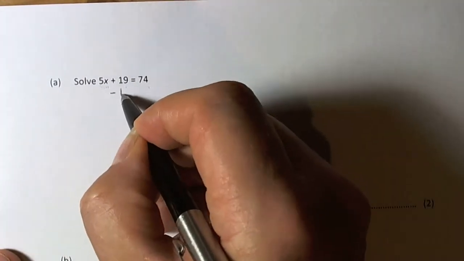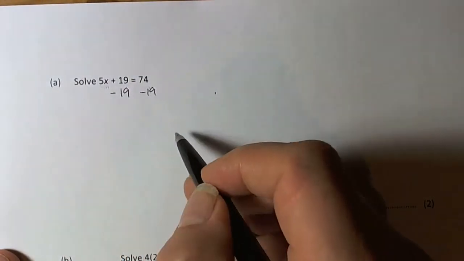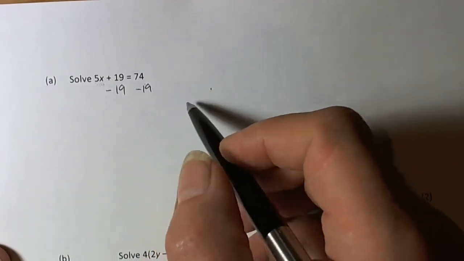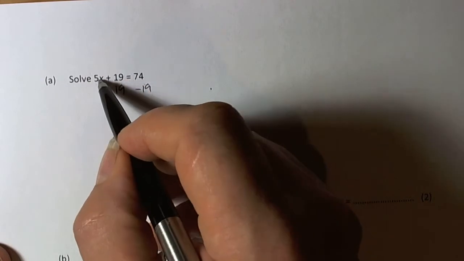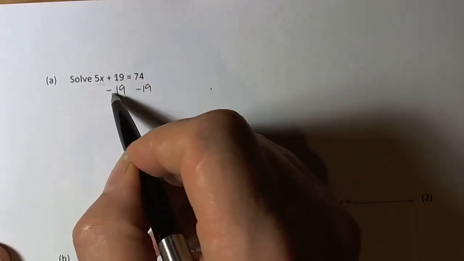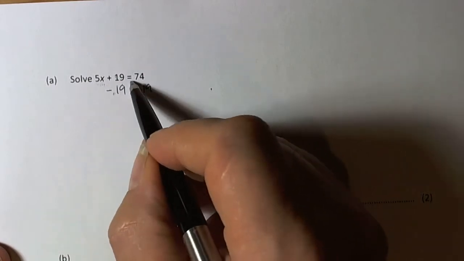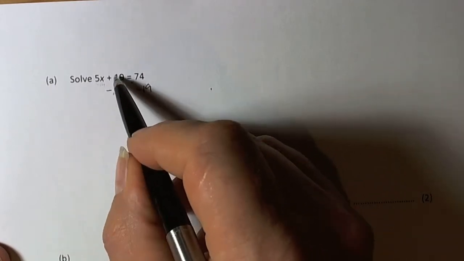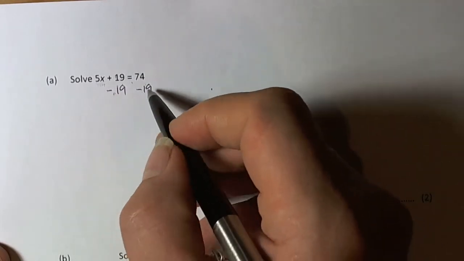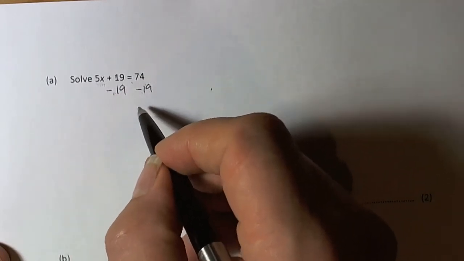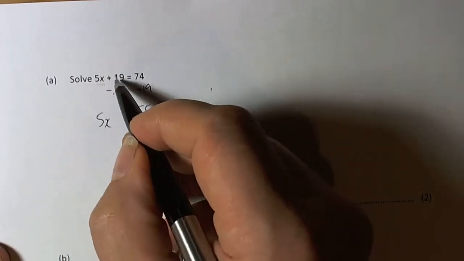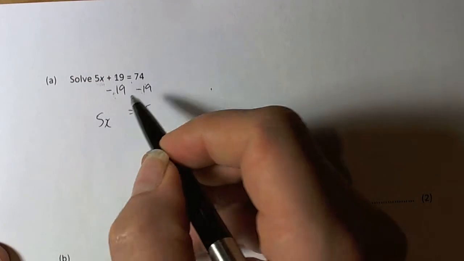Well, it's best to learn that opposite operations will always get you back to where you need to be, just like rearranging formulae. So I want to get to x, so I want the 19 to disappear. So 19 take away 19 will become 0, but the equals tells me to make things fair, so I do the same to both sides of the equal sign. 74 take away 19, 55, and then 5x, because 19 take away 19 is 0, so nothing left.